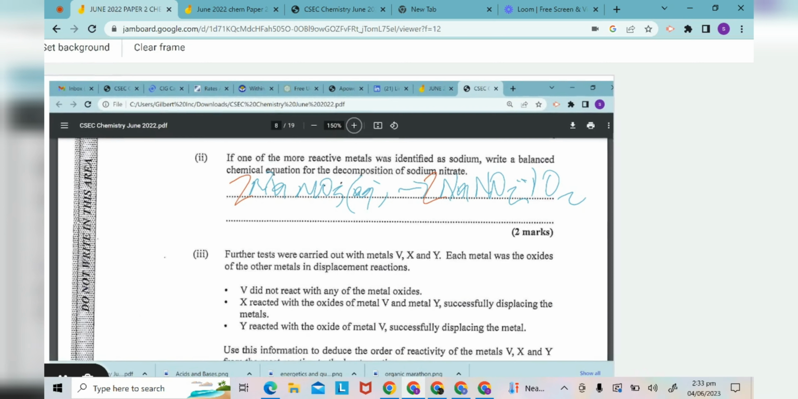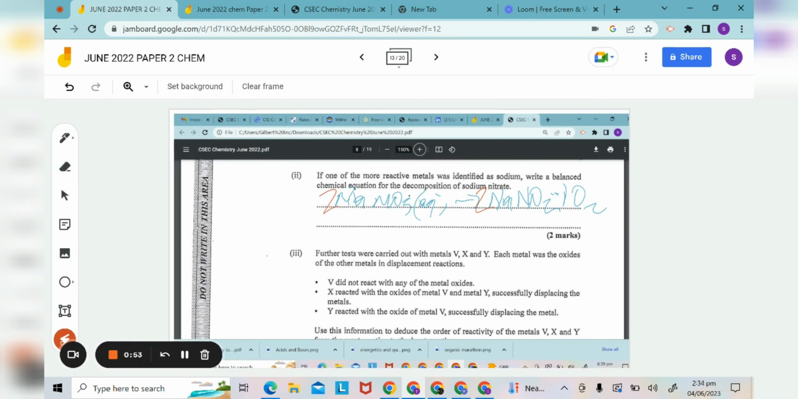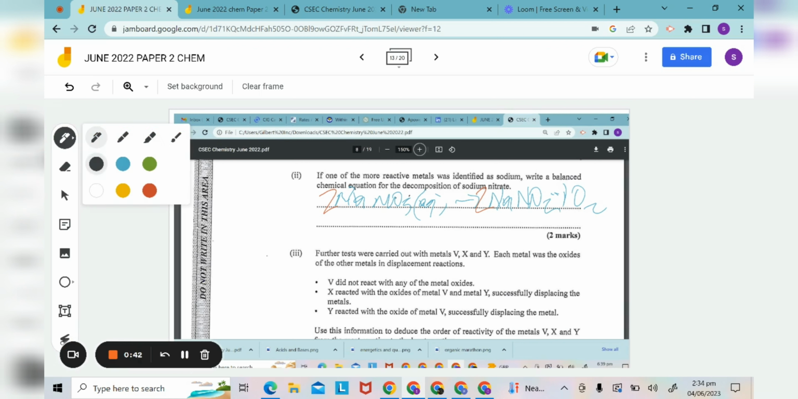And the thing about it is that a more reactive metal will displace a lesser reactive metal from solution or from a mixture. So the fact that V did not react with any of the metals tells us that V is the least reactive of all the metals. Okay, so it's lowest on that reactivity series. So we're going to put it at the bottom. Then it says that X reacted with the oxides of V and Y successfully. So X must be the most reactive. And of course, there's only one left, which is Y. So that's right there in the middle.